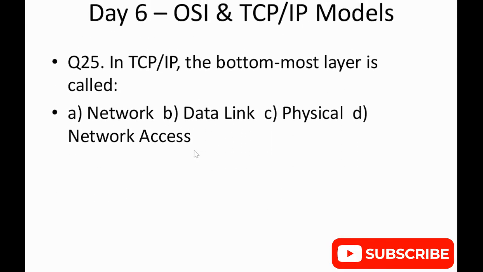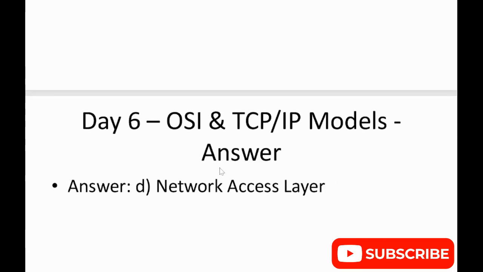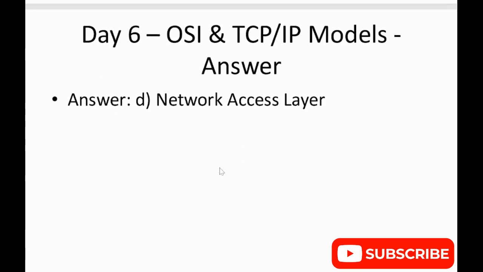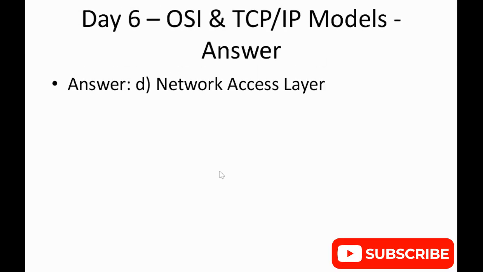In TCP/IP, the bottommost layer is called: network layer, data link layer, physical layer, or network access? In TCP/IP, the answer will be the network access layer. So that's all. Please go and revise all which we discussed till now.